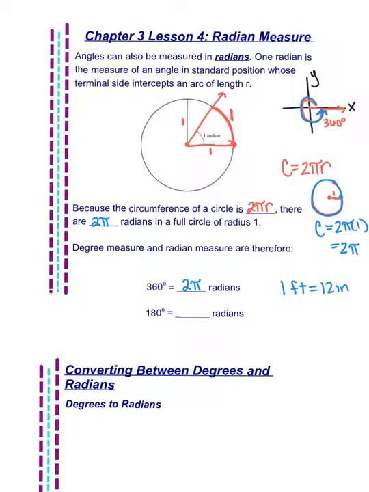Well, if 360 degrees is 2 pi radians, what would 180 degrees be? If 360 is 2 pi, then 180 degrees must be half of that, which would be 1 pi. And this is the conversion I'm going to use most frequently. 180 degrees is equal to pi radians.